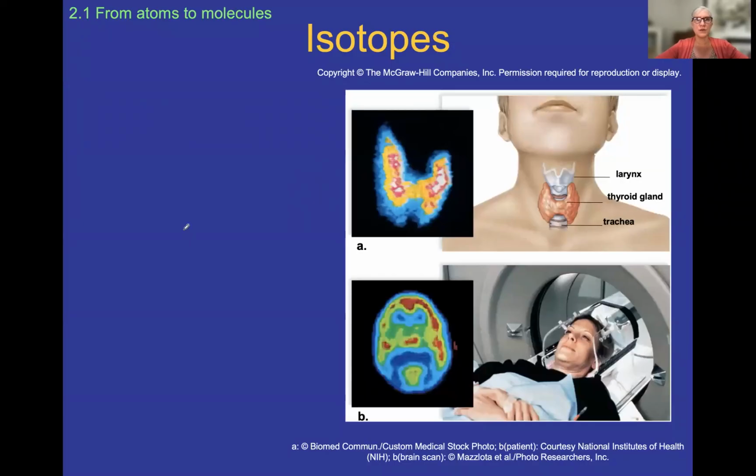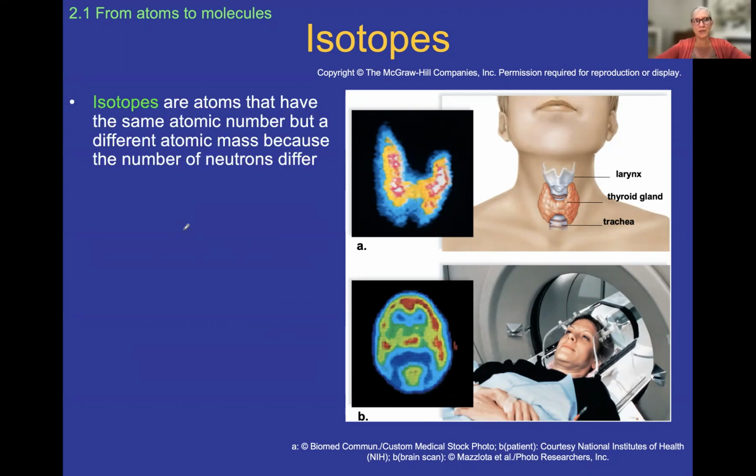As you consider the term isotope, an isotope is a unique atom. In particular, isotopes can be used in medical imaging, which is what you're seeing in these pictures here. So by definition, be able to match up the fact that an isotope will always have the same atomic number. Atomic number is the number of protons.